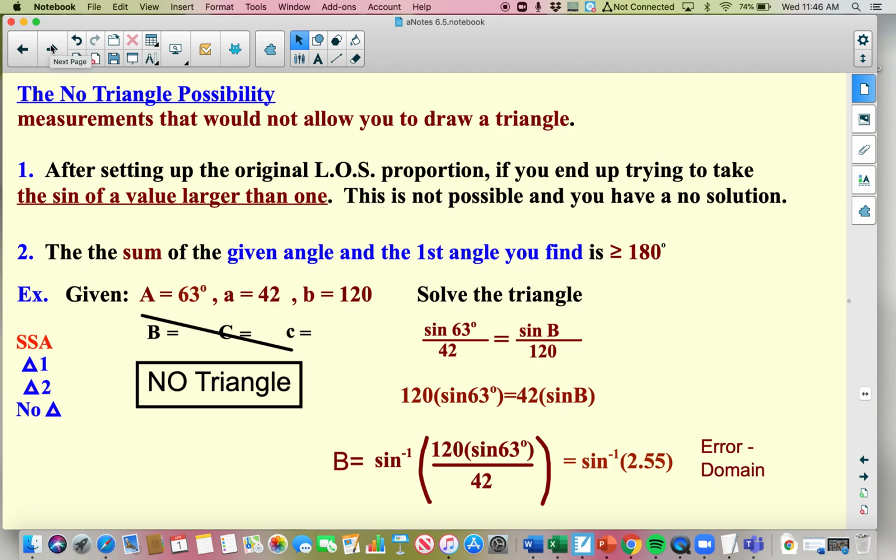All right, so there you have all the information you need for the ambiguous case, which is probably, again, the most work.